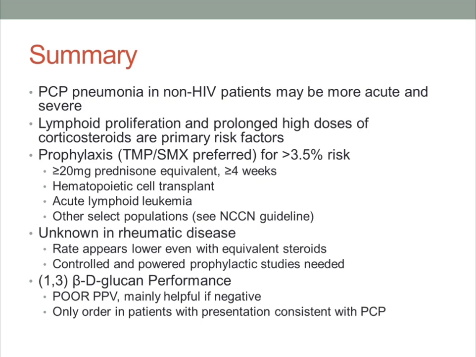And then just recognizing that the 1,3 beta-glucan, maybe it's helpful if it's negative, but it's got a very poor positive predictive value. You should really only send that if you know what you're going to do with it. If you have a suspicion of Pneumocystis and you're using it to get its strong negative predictive value in certain populations like malignancy. Otherwise, you're going to be stuck with a test that is very, very hard to interpret, and you won't know what to do with it.